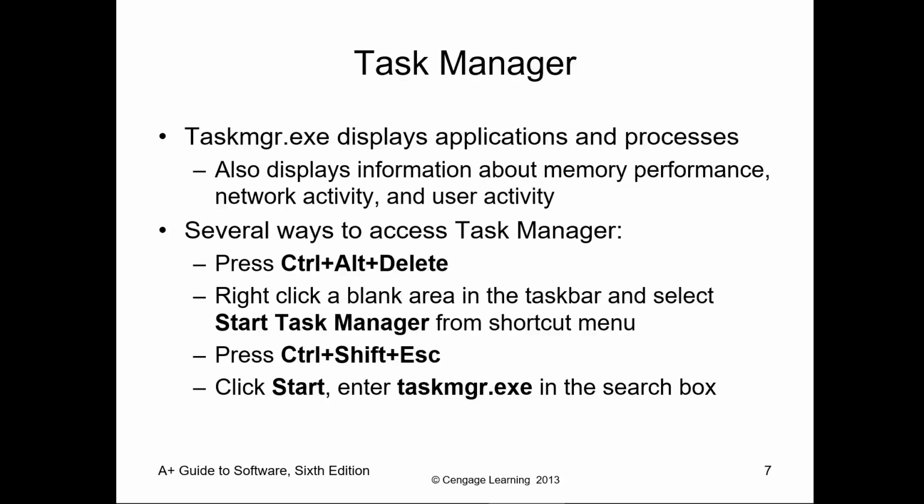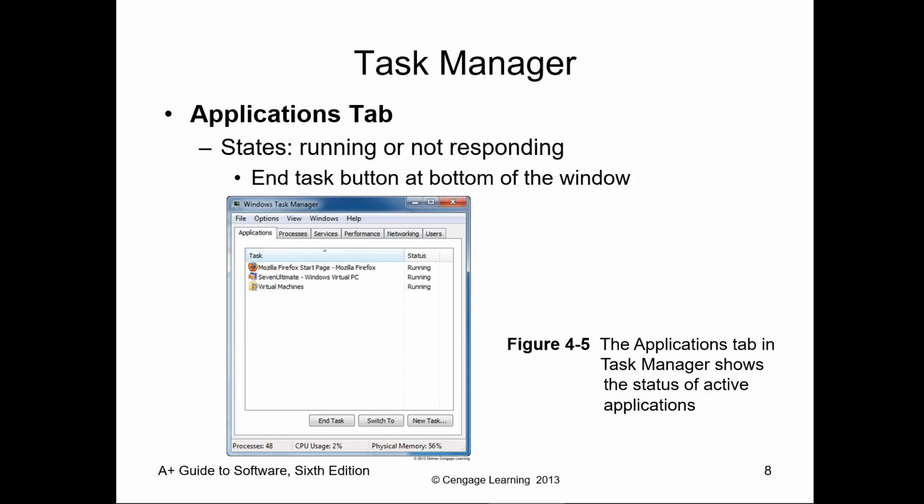Moving on, Task Manager. Task Manager displays applications and processes, and it also displays additional information about resource performance, whether it be memory, processor, network, or hard drive, and user activity. There are several ways to access Task Manager: Ctrl-Alt-Delete; right-click the taskbar and go to Task Manager; Ctrl-Shift-Escape; or Start and type in Task Manager. These are just a few of the ways. The end result should be our Task Manager.